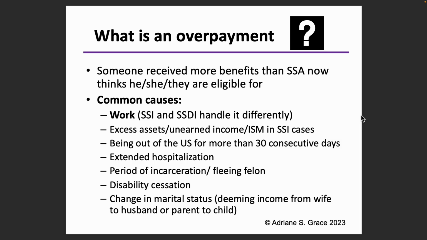And then of course, we want to pay attention to marriage, because if your adult child gets married, they will no longer be eligible for the disabled adult child benefit. And then if they're on SSI, the income from their spouse will be deemed to them, so they could lose an SSI benefit. So income, assets, and change in marital status, that's what you need to be looking for.